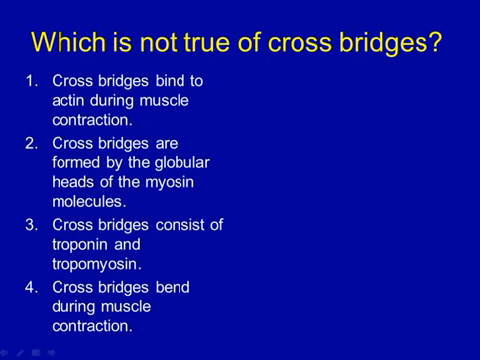How about this? Cross bridges bind to actin during muscle contraction. They do that, right? They bind. How about this one? Cross bridges are formed by the globular heads of the myosin. That's also true. We call them the head or the cross bridge. How about cross bridges consist of troponin and tropomyosin? Cross bridge, troponin, and tropomyosin. No. Troponin and tropomyosin are over on the actin, remember?